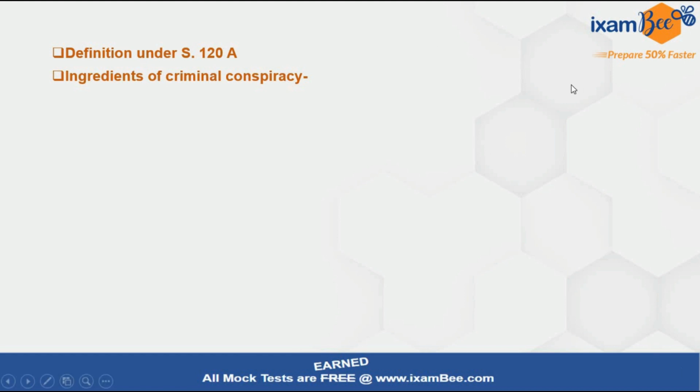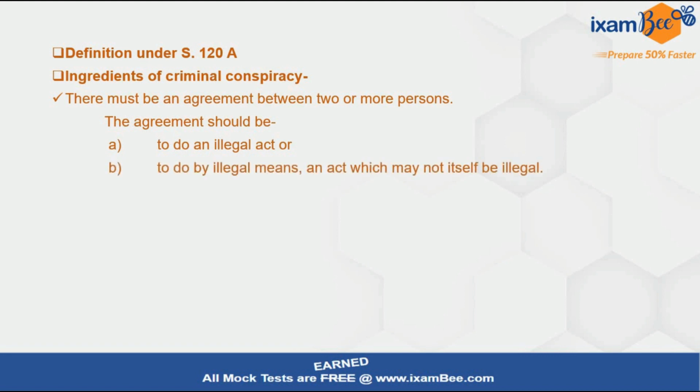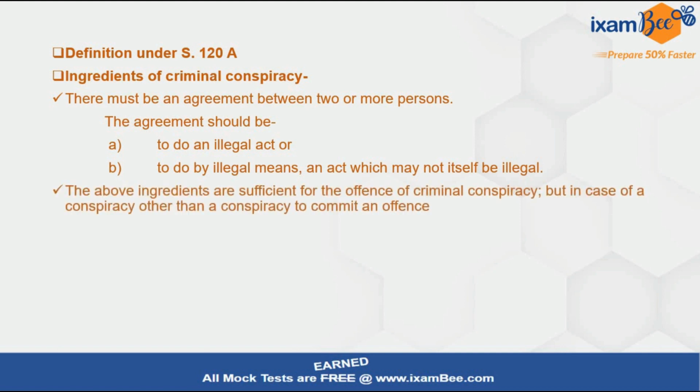And then, as it is Indian Penal Code, the next very important thing will be the ingredients. Ingredients of criminal conspiracy is important. There must be an agreement between two or more persons. Agreement होना ज़रूरी है. And the agreement should be to do what? To do an illegal act, or to do by illegal means an act which may not itself be illegal. यानी कि act illegal ना भी हो, but the means can be illegal to do that particular act.